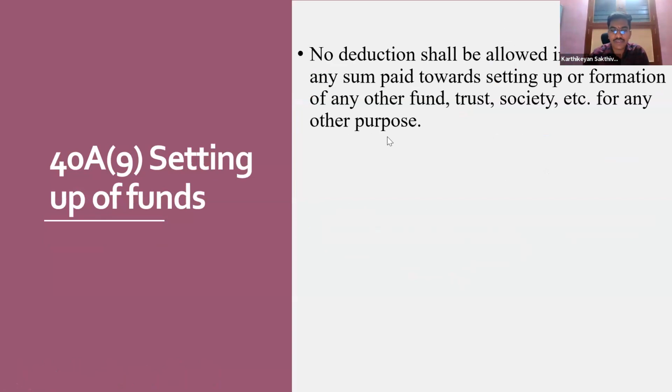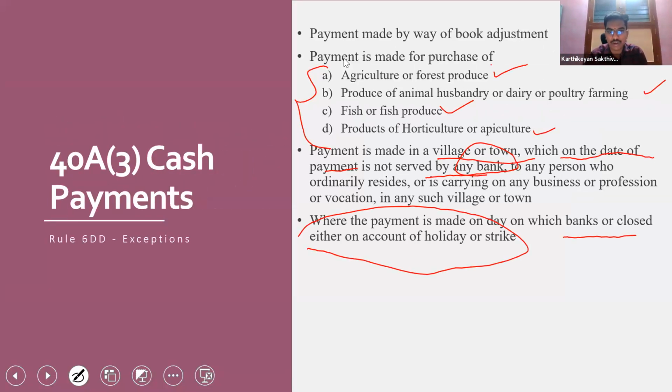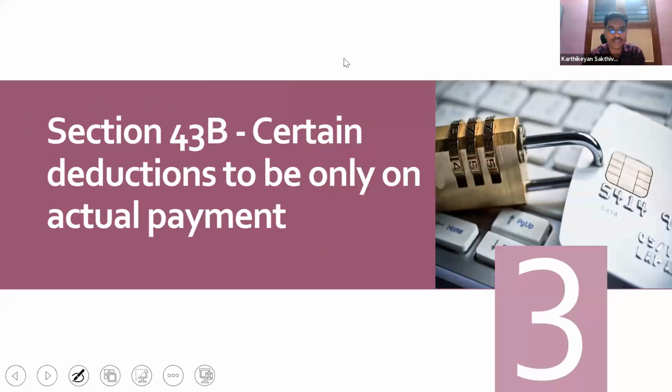So next is 40A9. 40A9 might not be tested. 40A7 and 40A9 are similar. Under 40A9, wherever an expenditure is incurred for the purpose of setting up or formation of any fund, in such case that amount shall not be allowed as an expenditure. Generally, this comes in cases like gratuity trusts or gratuity funds that they establish. When they establish a gratuity trust, they give up certain funds, and those funds shall not be allowed as deduction. So that is in relation to 40A9. I understand 40A7 is not discussed. I'll come to that. Okay.